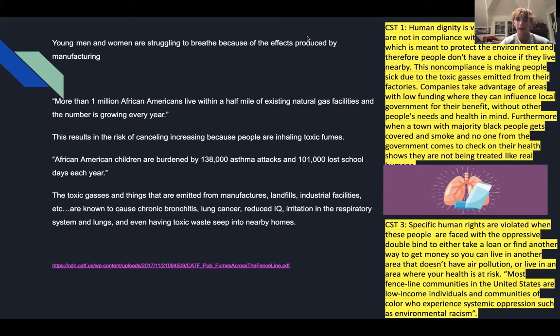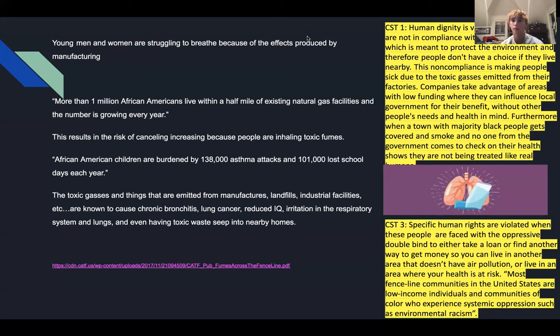CST1, human dignity, is definitely violated when refineries are not compliant with the Clean Air Act, which is meant to protect the environment, and therefore people don't have a choice if they live nearby. So if you can't afford to live anywhere else, and that's the only place you can live, and oil refineries are targeting their place of business there because they want to target communities with low funding and not as much political impact, so they can just write a check and get an influence. That's not having human dignity. That's just not looking at these people as full humans and having the dignity for you to conduct business properly.